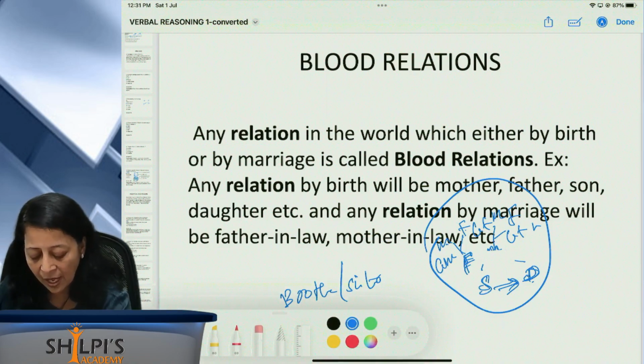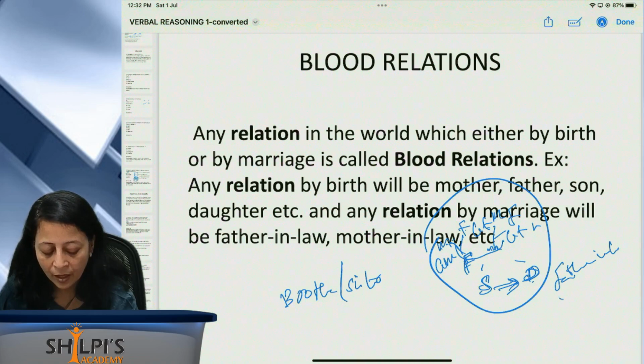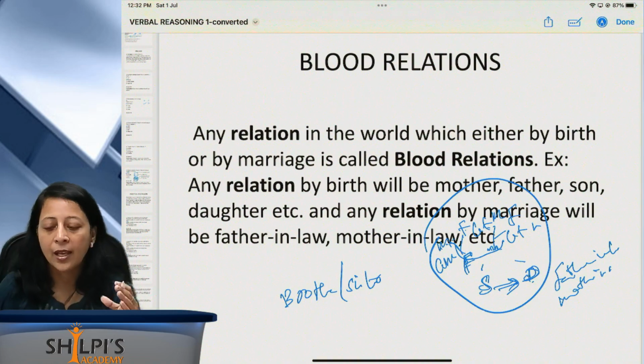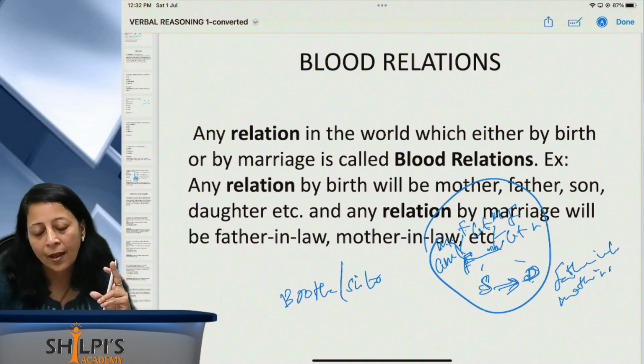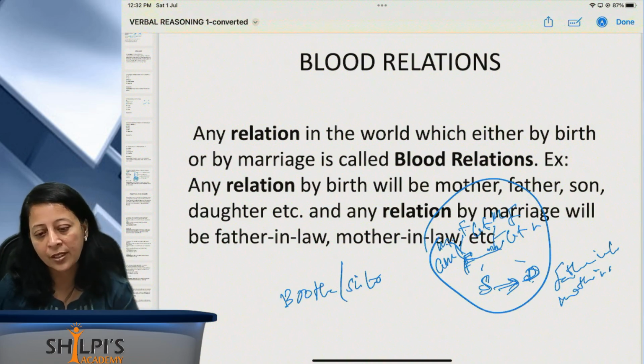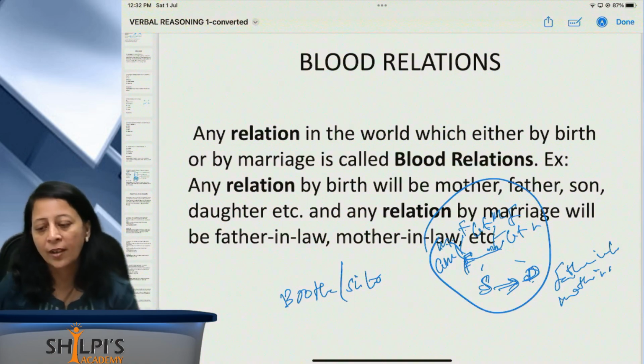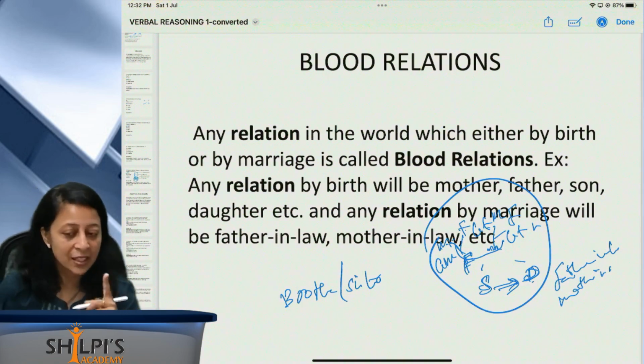Your mother's husband is your father, and your father's parents become your mother's father-in-law and mother-in-law. Okay, your mother's husband's parents, your father's parents, become your mother's in-laws. Likewise, your mother's parents become your father's in-laws. Likewise, your brother's wife becomes your sister-in-law, and your sister's husband becomes your brother-in-law.